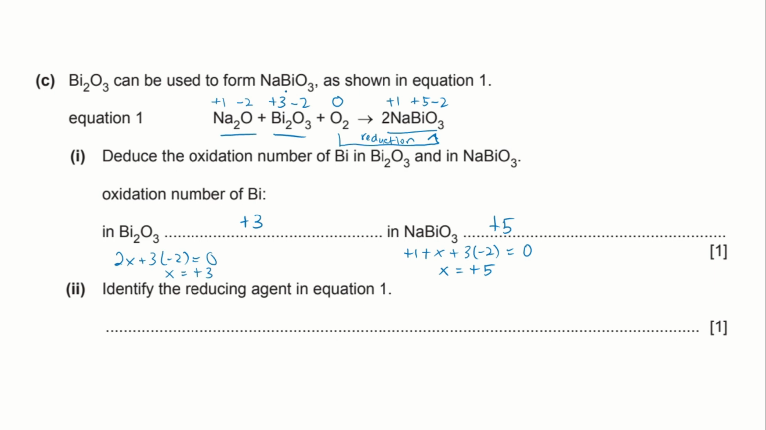Now for bismuth, from positive 3 to positive 5 here. So oxidation. Reducing agent means a species that undergoes oxidation, and also its oxidation number has increased. So the reducing agent is bismuth oxide.